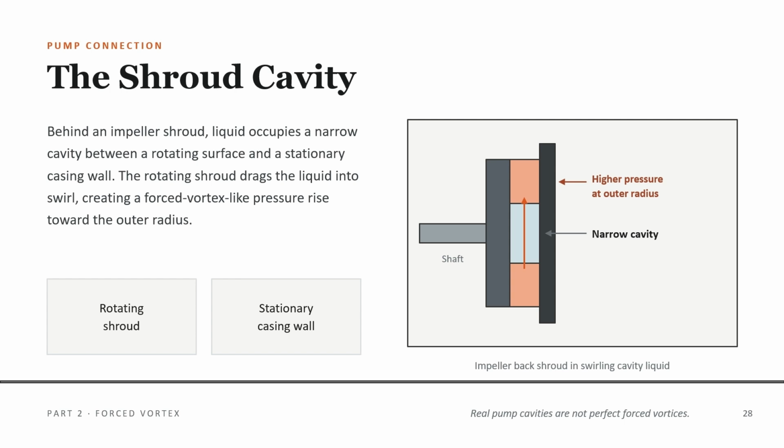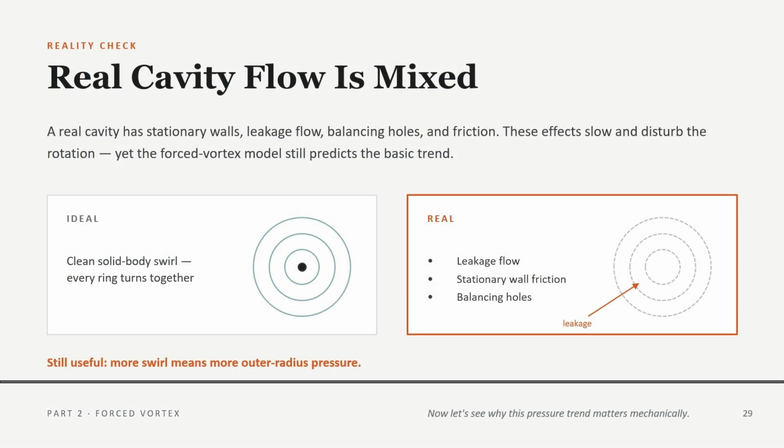Real cavity flow is mixed. A real pump cavity has stationary walls, leakage paths, balancing holes, and friction. These effects slow and disturb the swirl. So the liquid does not rotate exactly like the water in a perfect spinning glass. Still, the forced vortex model gives a valuable first rule. More swirl means higher pressure toward the outer radius.